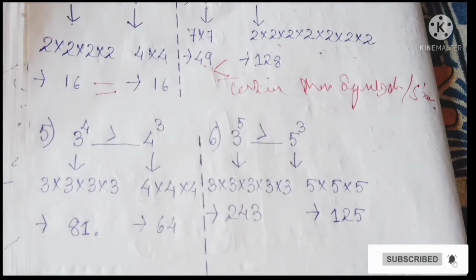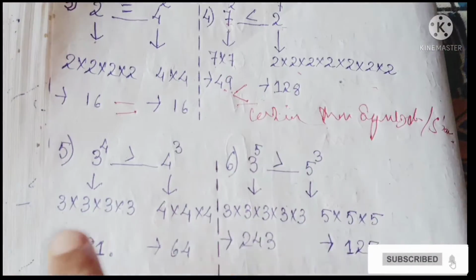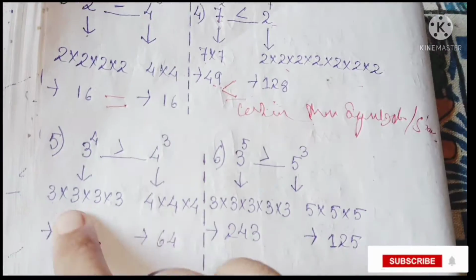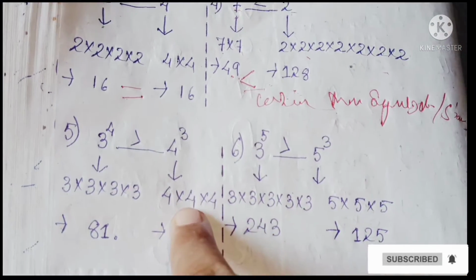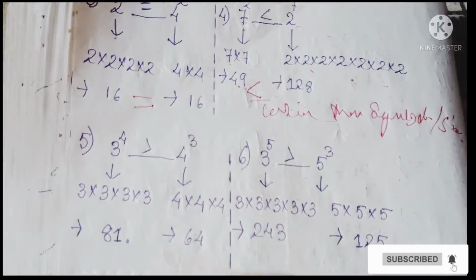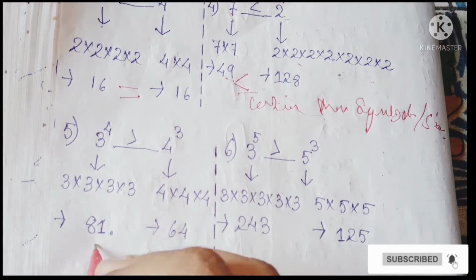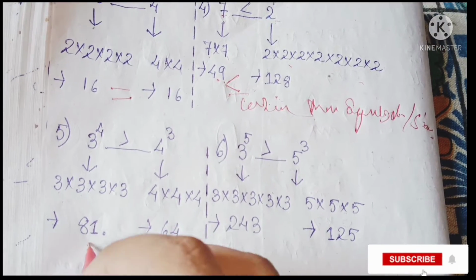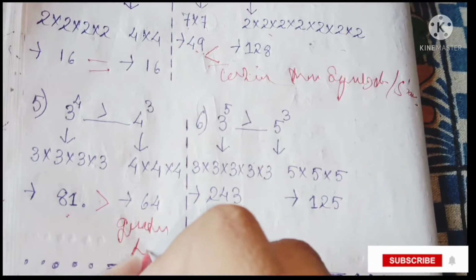So in number 5 it is 3 to the power 4 and 4 to the power 3, or 4 cubed. So 3 to the power 4 means 3 multiplied 4 times, which gives us the result 81, and 4 cubed means 4 multiplied 3 times, which gives us the result 64. So here 64 and here 81. So 64 is lesser than 81, because 81 is greater than 64. So it will be a greater than symbol.